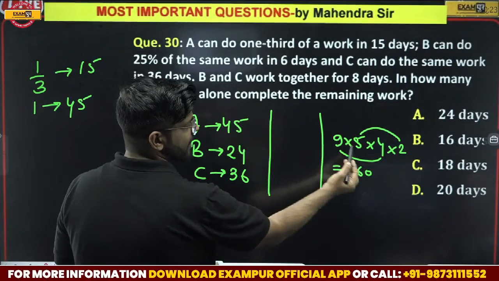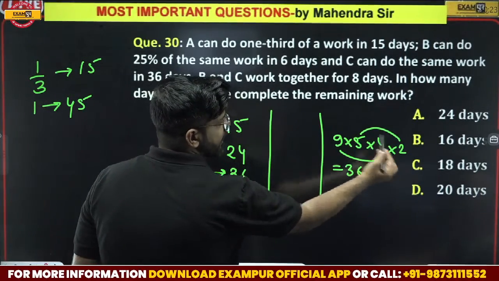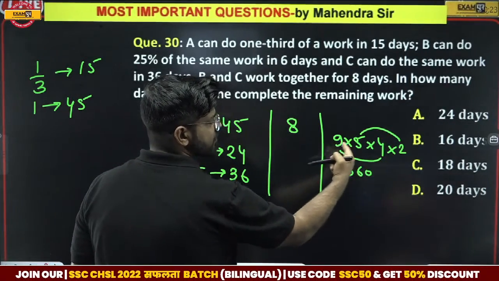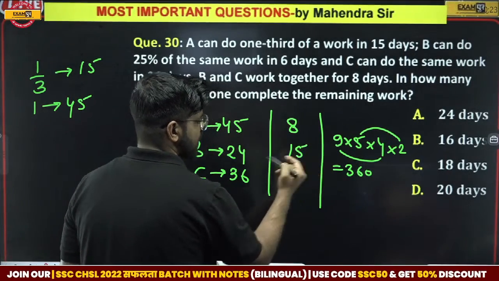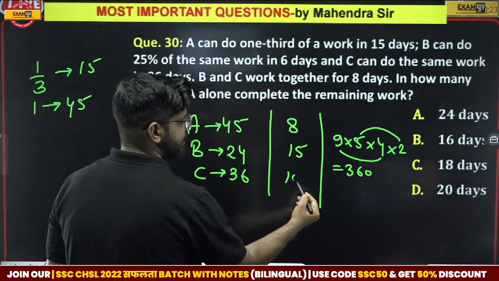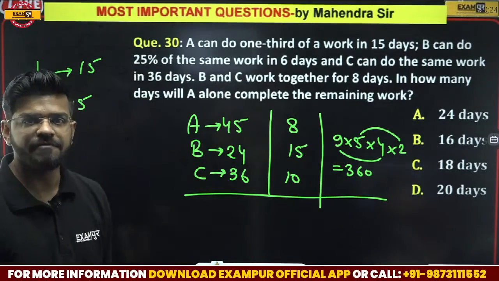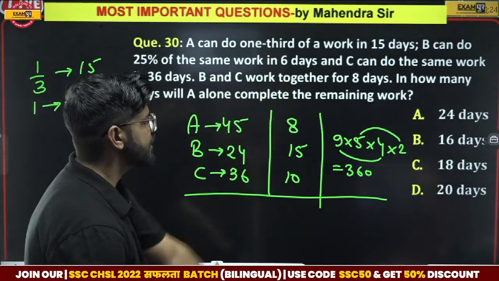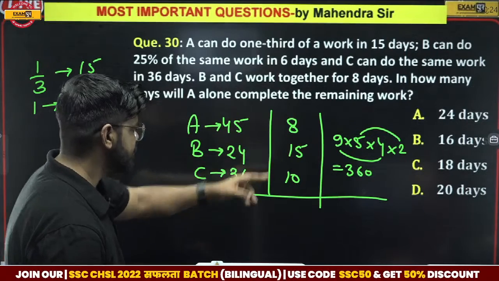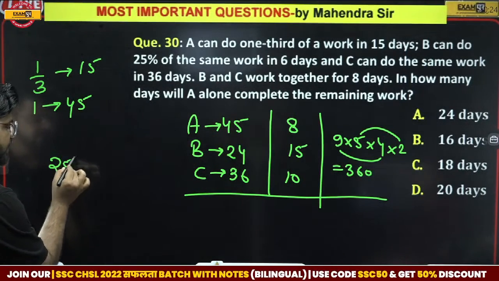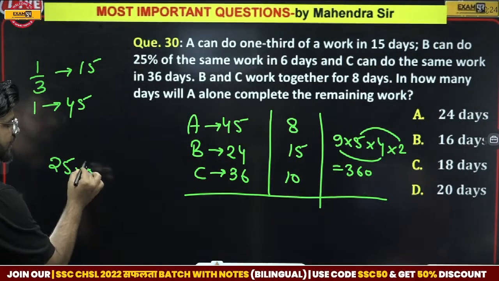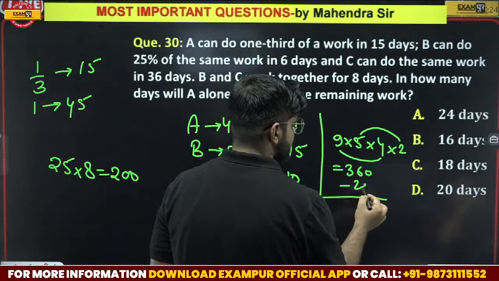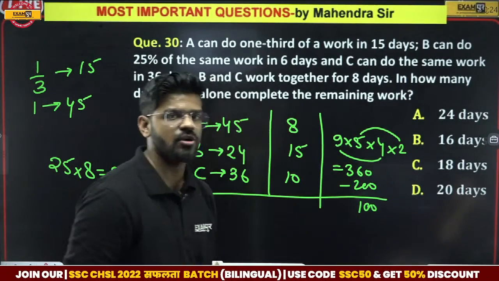When you divide 360 by 45, we get 8. When you divide by 24, we get 15. When we divide by 36, we get directly 10. So this is the efficiency table for you. Now the question says B and C work together for 8 days. B and C together eat 25 chocolates in one day. For 8 days they eat 200, so 200 chocolates get subtracted.